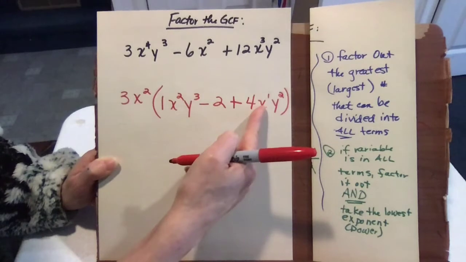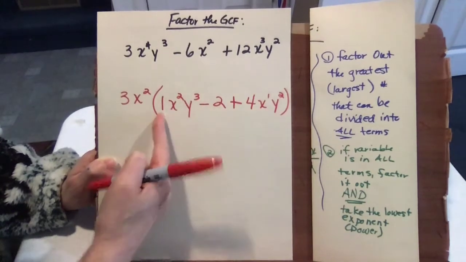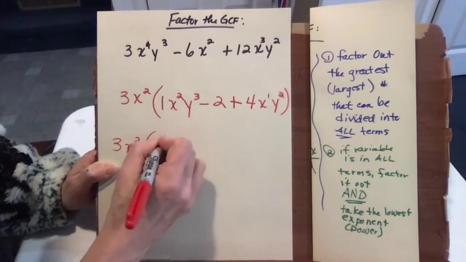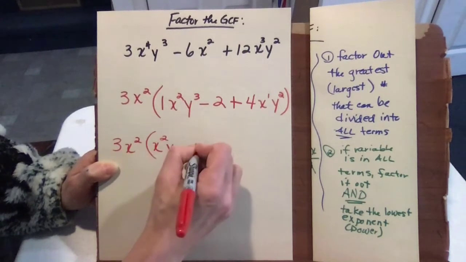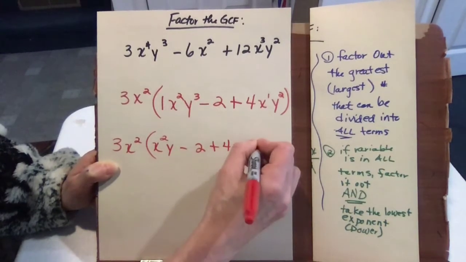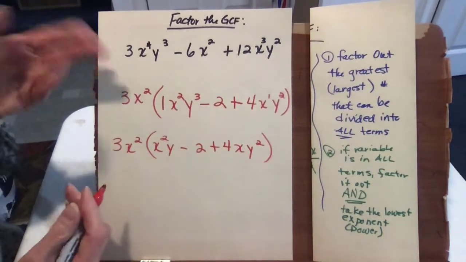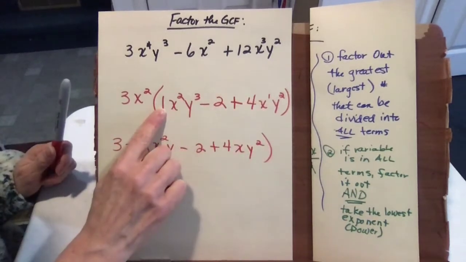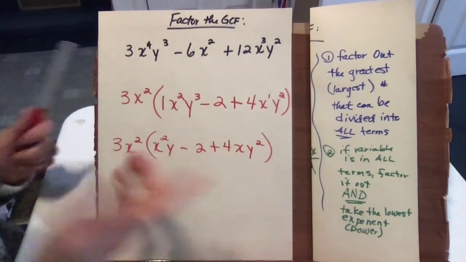So if you don't want the power of 1 here or the coefficient to show, you can write it as 3x squared times the quantity of x squared y minus 2 plus 4x y squared. And either of these are acceptable answers. You can show your powers and coefficient of 1 if you want, or you don't have to.